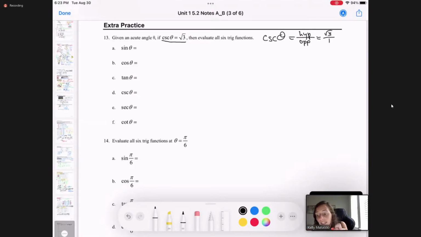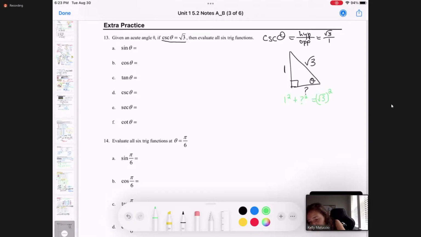This means I can draw my right triangle. My hypotenuse is square root of 3. Let's see, where are we going to put theta? Maybe we'll put theta here. My opposite side is 1. I do not know what this other side is, but I need it in order to get all of these functions. So let's do a little Pythagorean theorem: 1 squared plus question mark squared is going to equal square root of 3 squared.